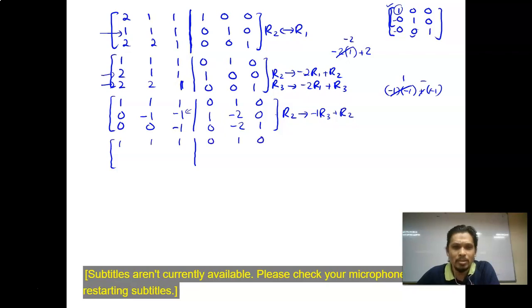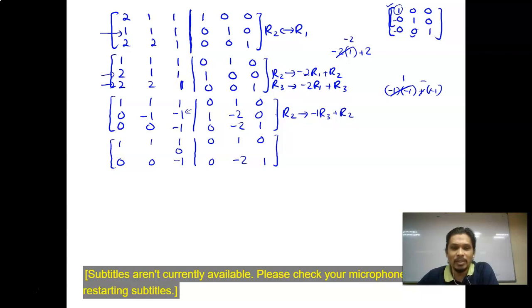0, 1, 0, 0, 0, -1, 0, -2, 1. So then, -1 times R3, -1 times -1 equal to 1. And then plus with R2, -1, 0. Okay, then, what about this one?